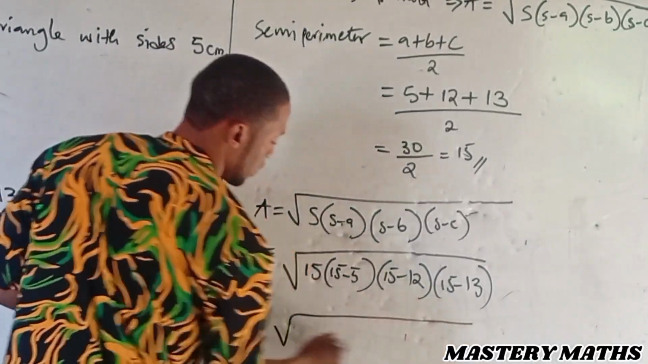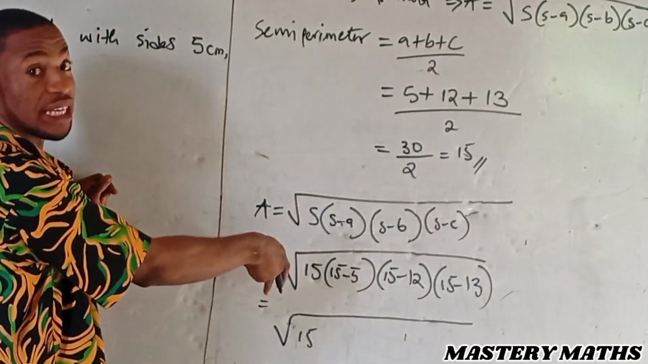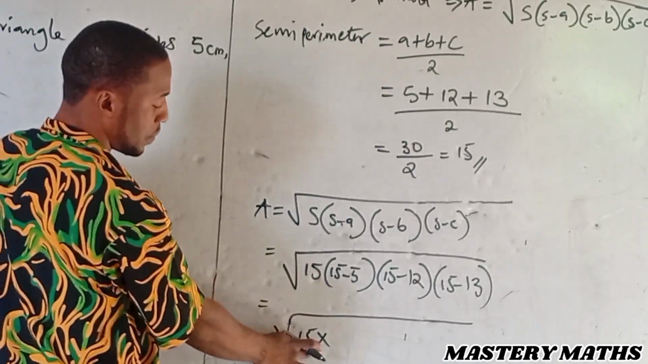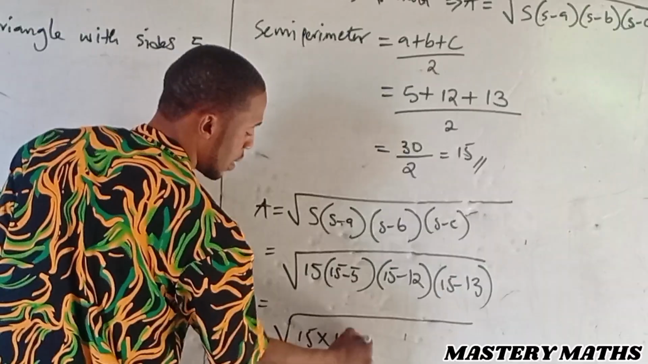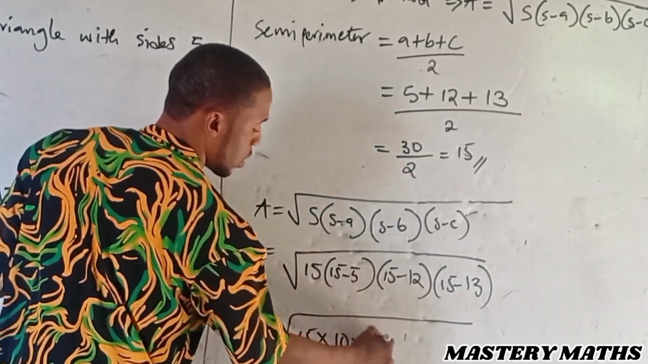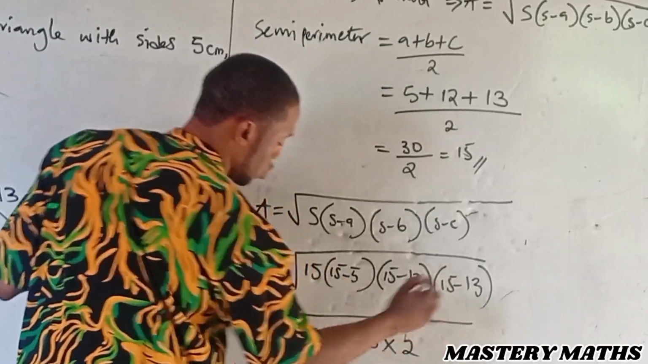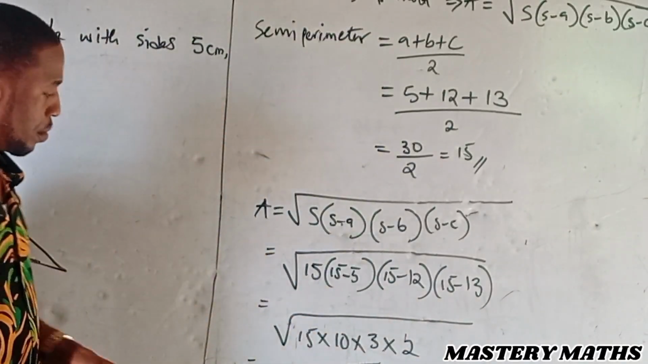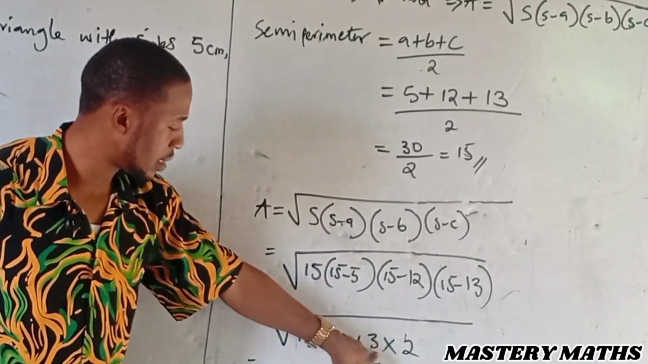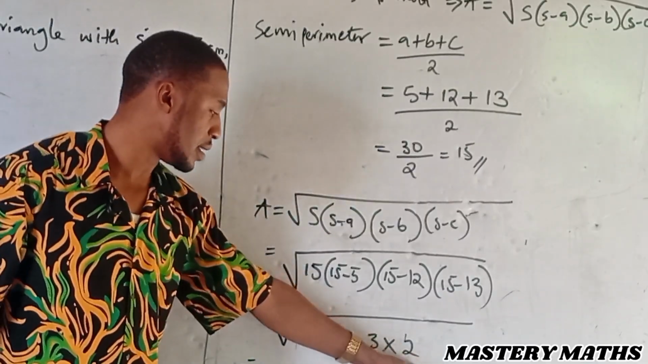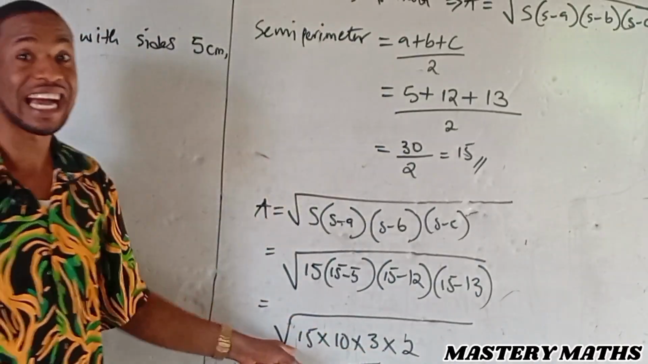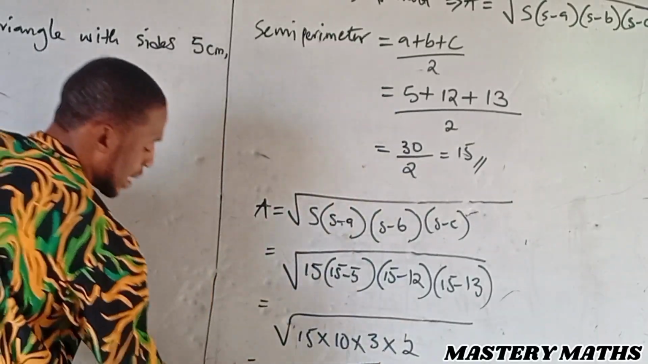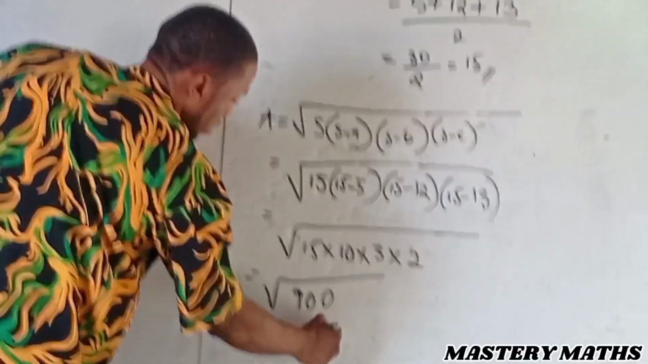Now, what should be the next thing? You have your 15. We open the bracket. Now, the brackets change to multiplication sign. 15 minus 5, you have your 10, times 15 minus 12, you have your 3, times 15 minus 13, you have your 2. Now, when we multiply everything here, 10 times 3 is 30, times 2 will give us 60, times 15 will give us 900. Now, the square root of 900 is 30, which is 30 centimeters square.